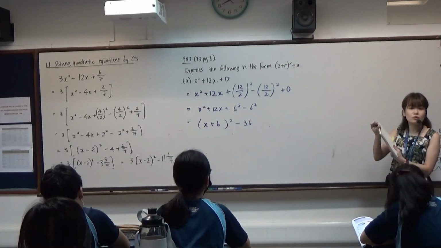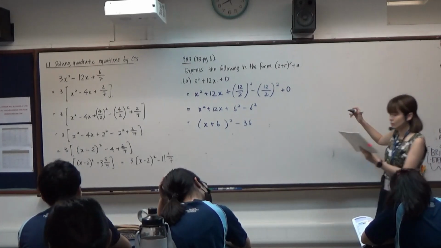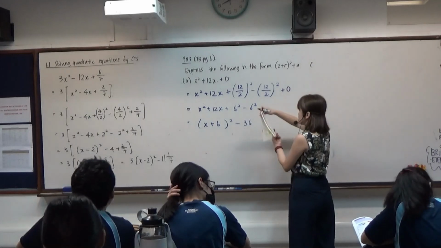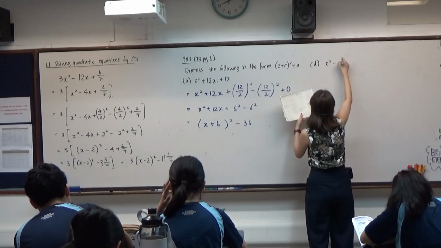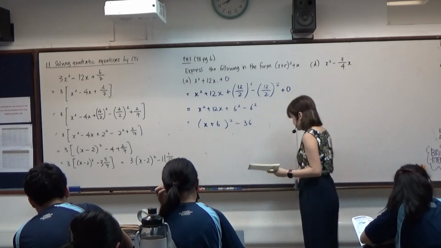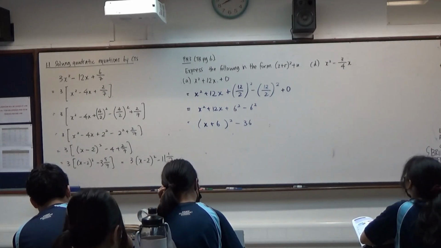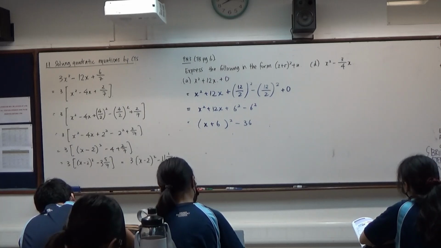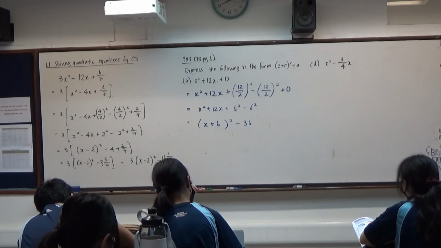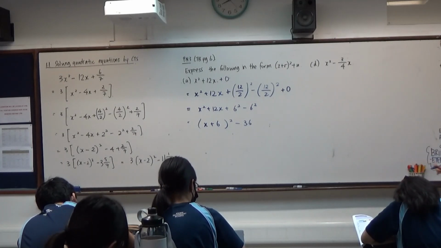Do you think we need to do one more of this? Yes. We do. Then let's take a look at maybe how about part D. Jaden, do you think my handwriting is okay, the size of it? Next, looking at part D. X squared minus 3 over 4x.